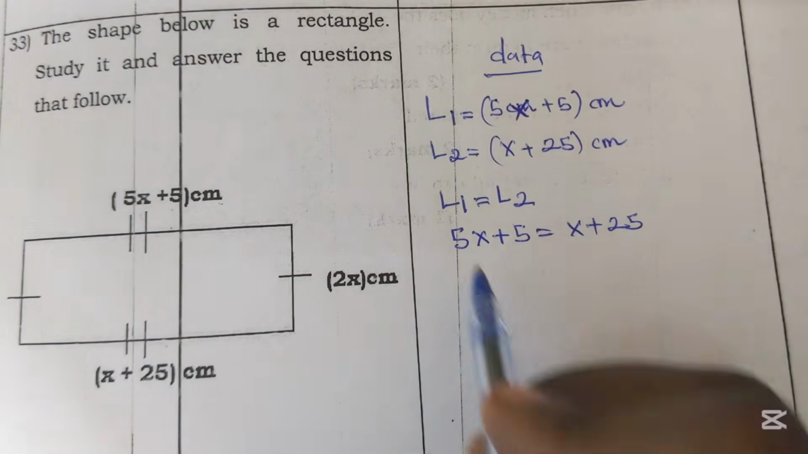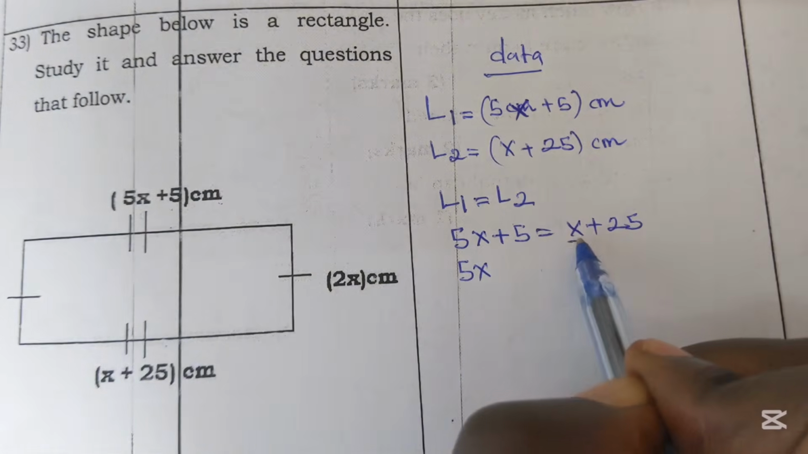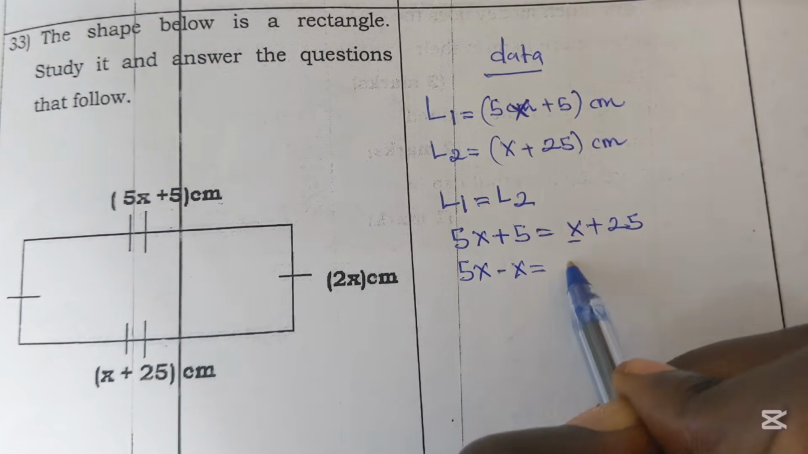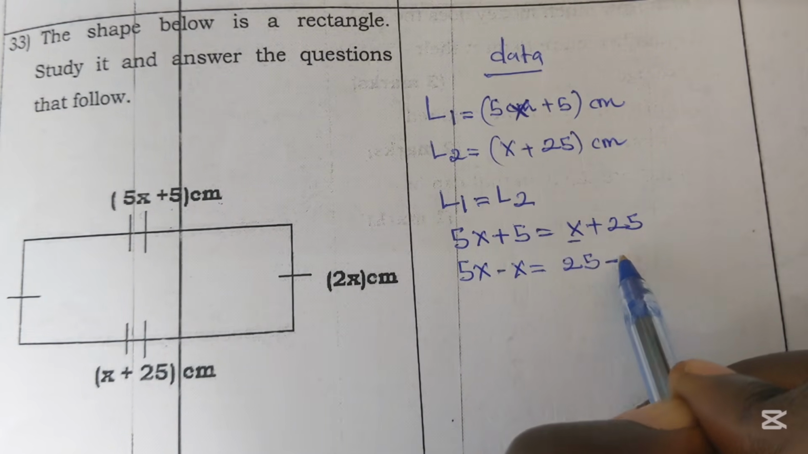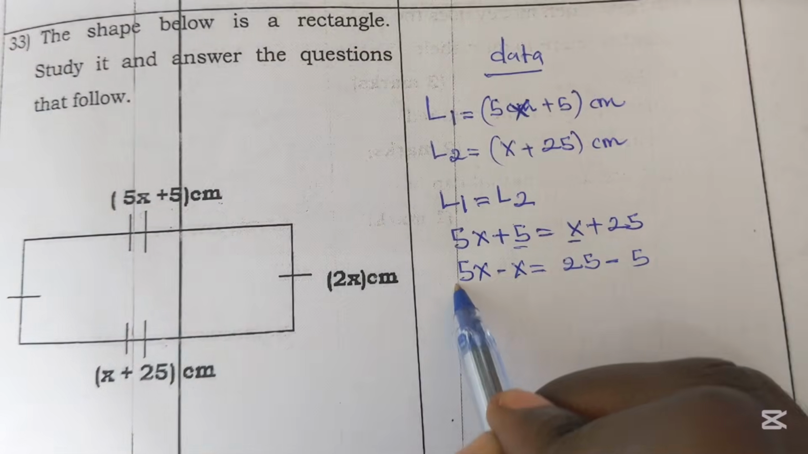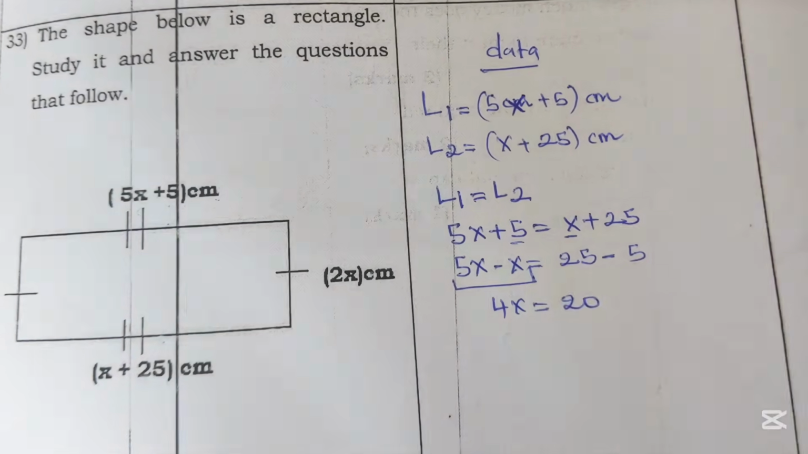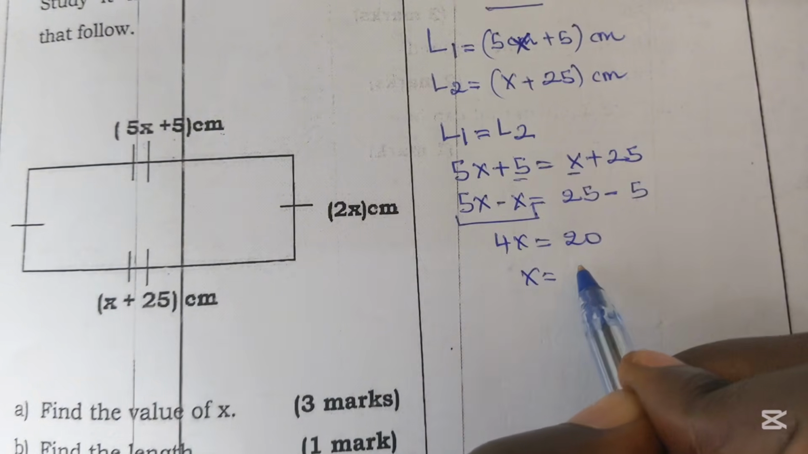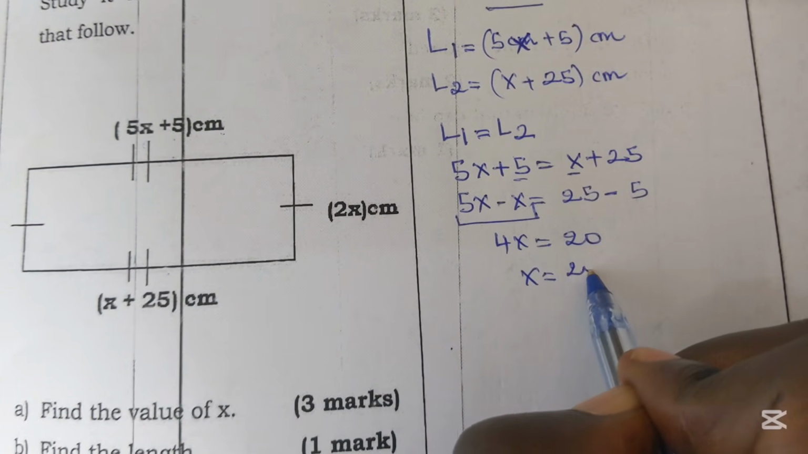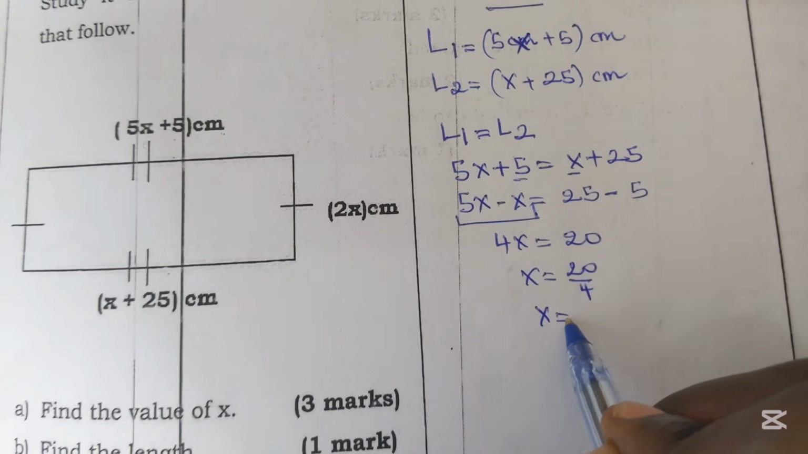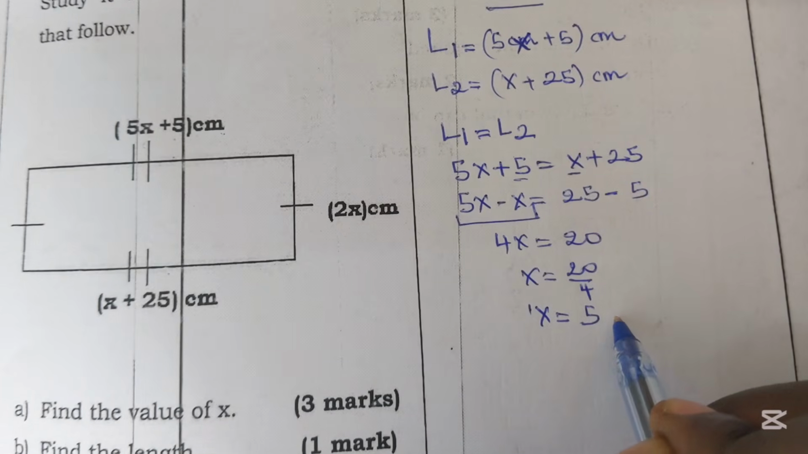By solving them, we get 5x, then minus x to get 25, then minus 5, this one. 5x minus x is equal to 4x equals 25 minus 5, which is 20, whereas our x here will be 20 divided by 4, whereas x will be 5 centimeter.